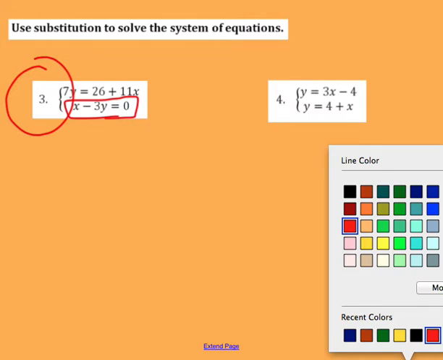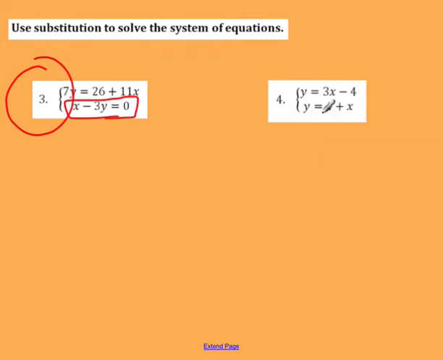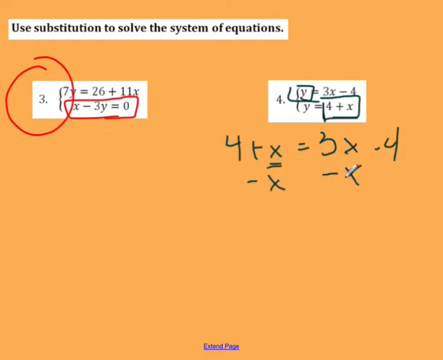Now, number 4 is actually already solved for a variable. So we can go ahead and do some substitution. So I know that y is equal to 4 plus x. That's the same thing as y. So where I see y up there, I can substitute it in. So I have 4 plus x is equal to 3x minus 4. So now I want to solve it for x. So I like to take the smaller amount of x's and bring it over to the side with the larger amount of x's. So I have 4 is equal to 3x minus x, which is 2x, minus 4.